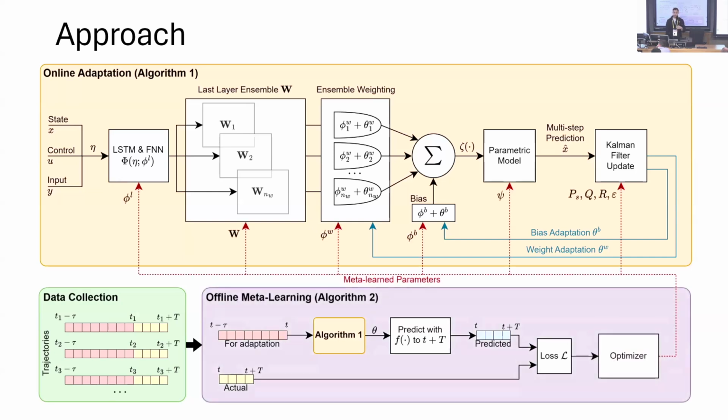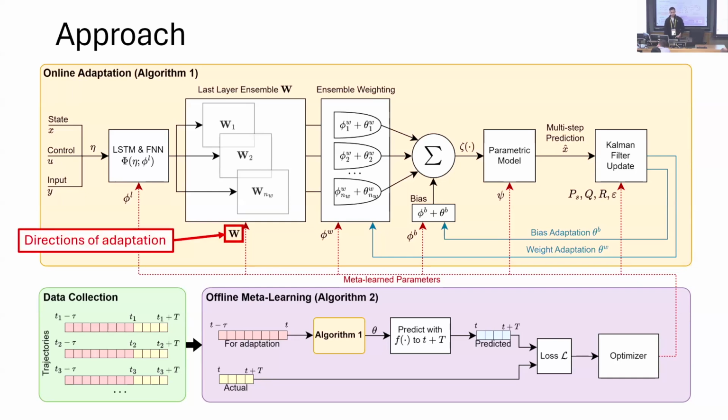And so when we do backpropagation, we're backpropagating through the dynamics prediction, and crucially, we're backpropagating through the online adaptation process. And by doing that backpropagation, it allows us to meta-learn, or in other words, optimize the online adaptation procedure.